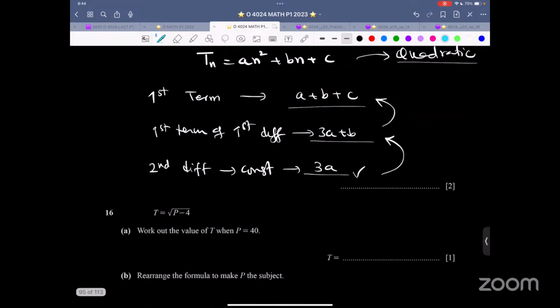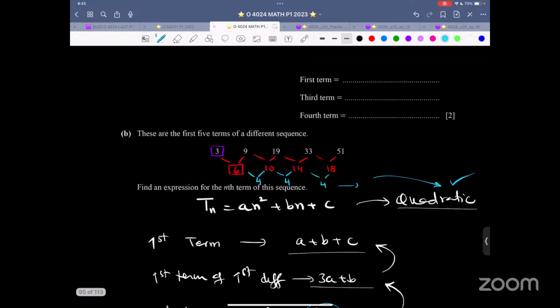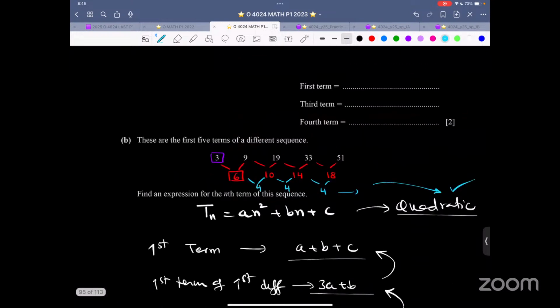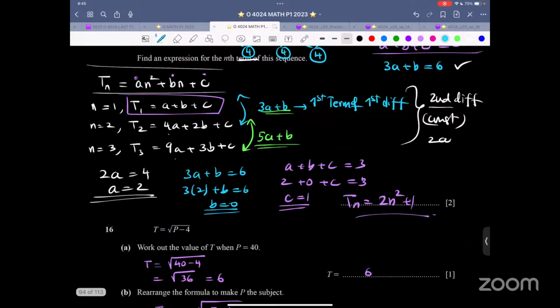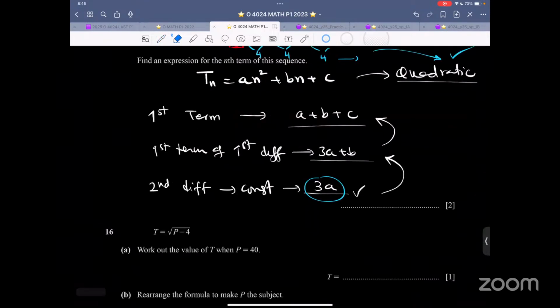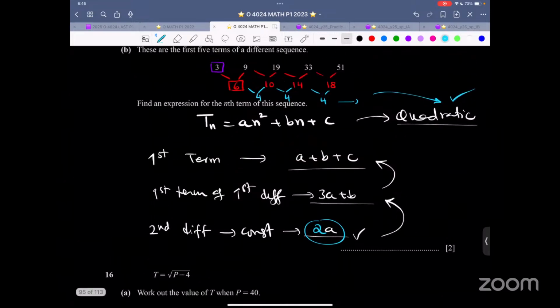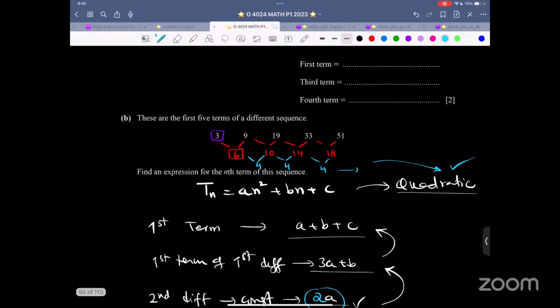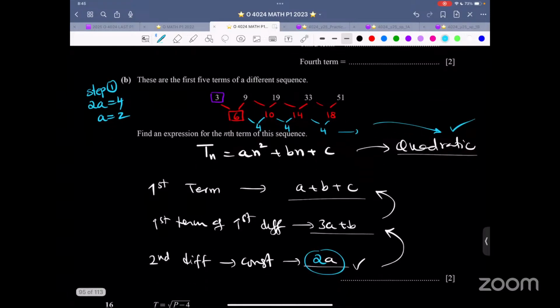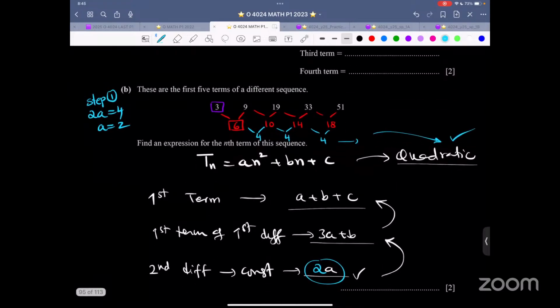So this 4 is 3a. So this thing, that is my bad, that is 2a, not 3a. I just copied it wrong. You can work it out or you can remember these formulas. So first thing first, 2a is equal to 4, so a comes out to be 2. That is step number 1. Find a.